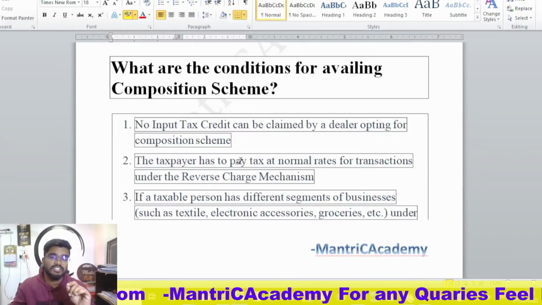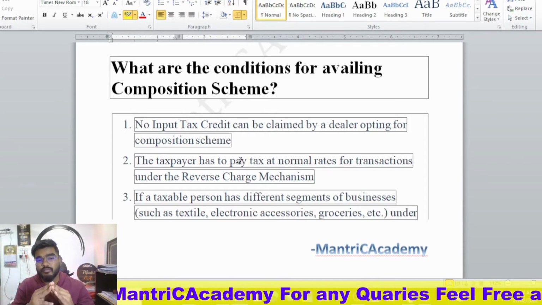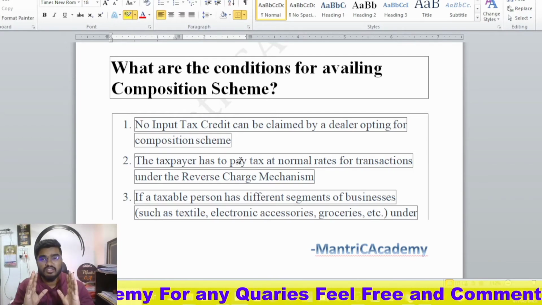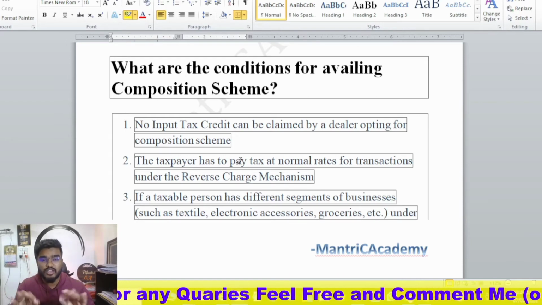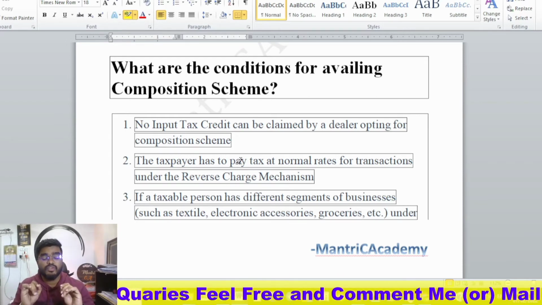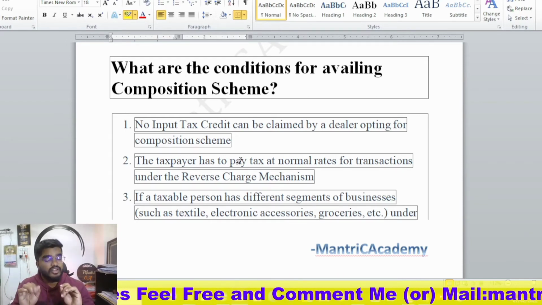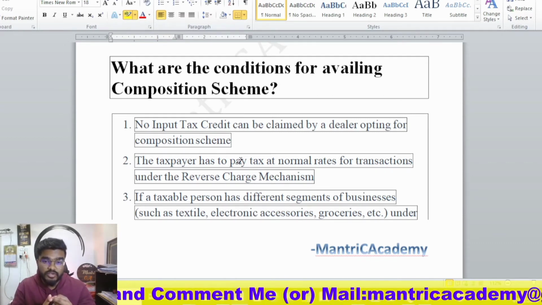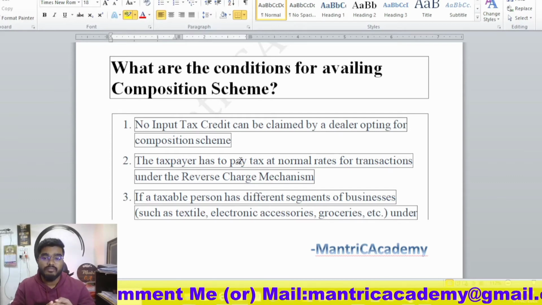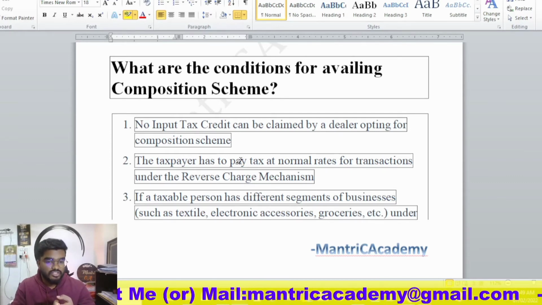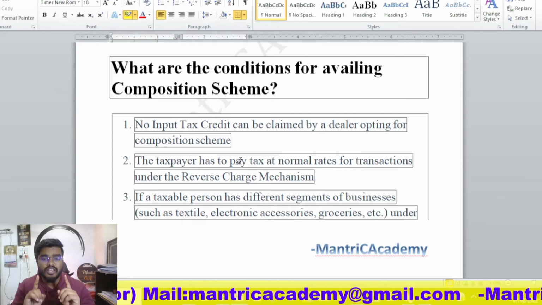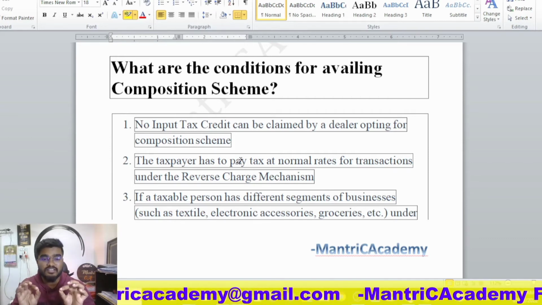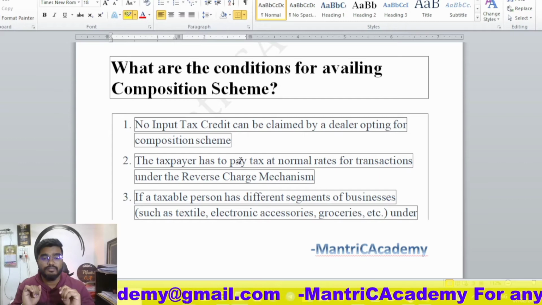What are the conditions for availing composition scheme? For example, if you have taken a registration under GST and you are in a composition scheme, you are not eligible for input tax credit claimed by a dealer opting for composition scheme. The taxpayer has to pay at normal tax rates for transactions under reverse charge mechanism.